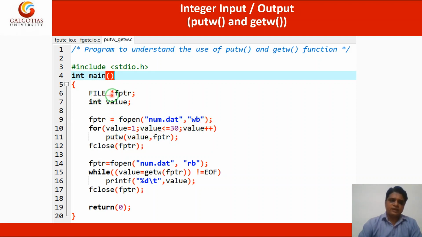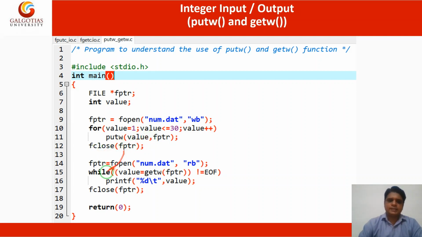Here file pointer fptr, int value, for value 1 to 30, value plus plus. I am writing the values 1 to 30 with the use of putw into the file which is pointed by the fptr. So the first time the value 1 will be written into the num.dat, then the pointer will automatically increment and the second value will be added, then third, then fourth, then fifth, up to end of file.